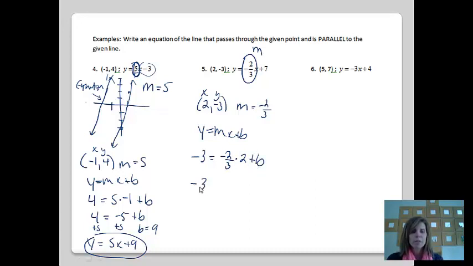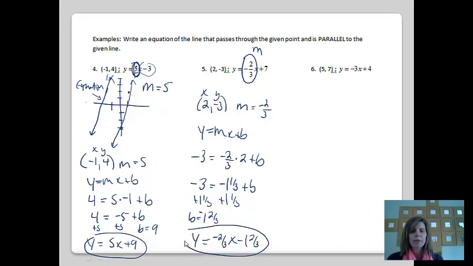Now let's just work this out. Negative 3 equals negative 2/3 times 2. If you use your calculator or just your brain, one or the other, you'll get negative 1 1/3 plus b. And then I will add 1 1/3 to both sides. And when I do that, I will get b is equal to negative 1 2/3. So the equation of my line will be y equals, my slope again was negative 2/3, x minus 1 2/3.